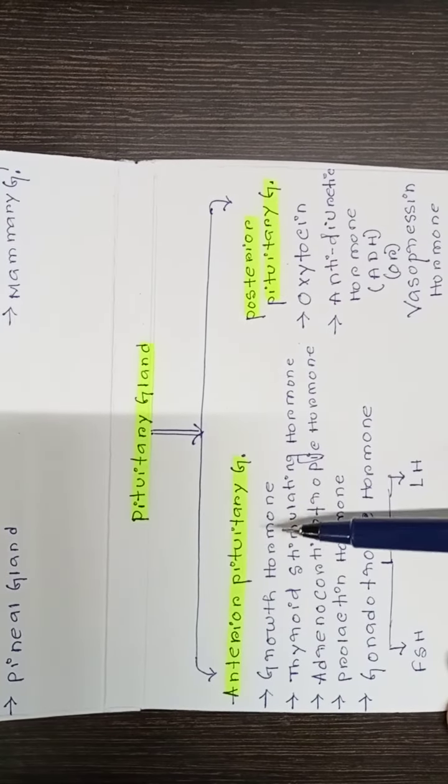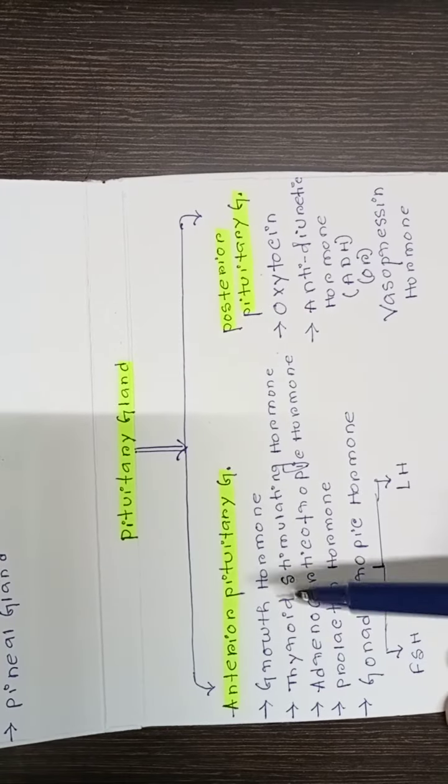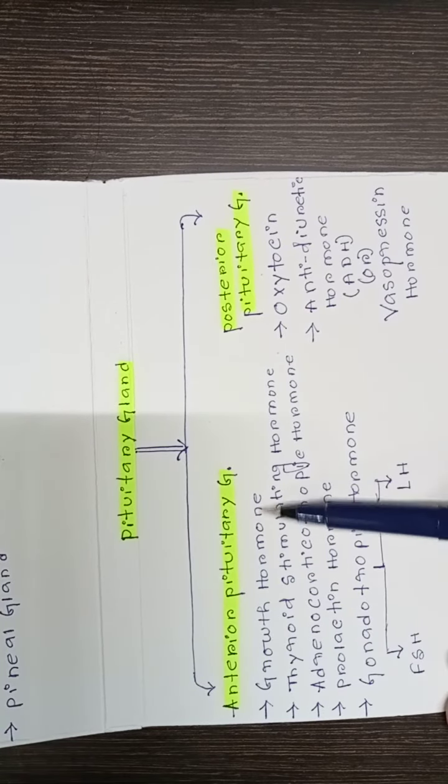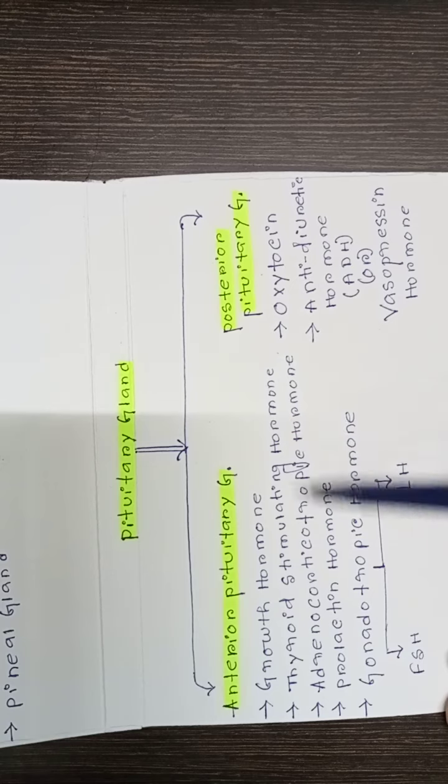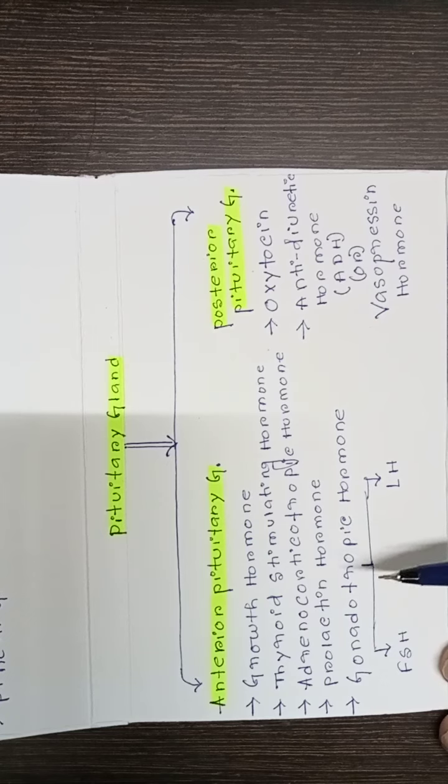What are the hormones secreted from the anterior part? Number one, growth hormone. Number two, thyroid stimulating hormone. Number three, adrenocorticotropic hormone. Number four, prolactin hormone. And number five, gonadotropic hormone. Gonadotropic hormone again has two parts: one is follicle stimulating hormone, and number two is luteinizing hormone.